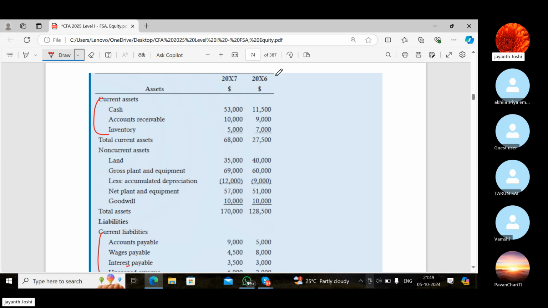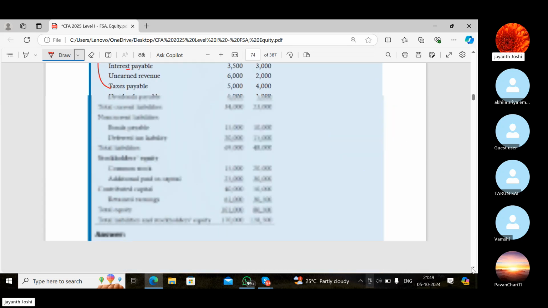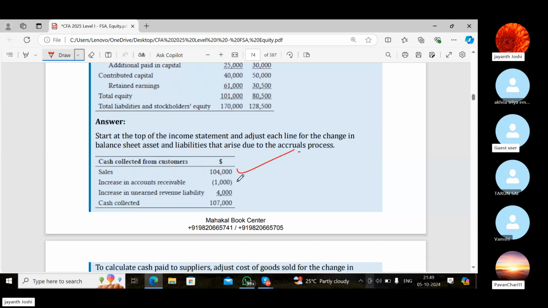What is the receivables figure at the end of 2006? 9,000. This is the end figure, and this is the opening balance of 2007. And this year your receivables are showing 10,000. Your receivables have increased from 9 to 10. So increase in receivables means you have done credit sales of 1,000. Increase in receivables is decrease in cash. Please tell me yes or no. Yes. So we will just subtract this increase in receivables.